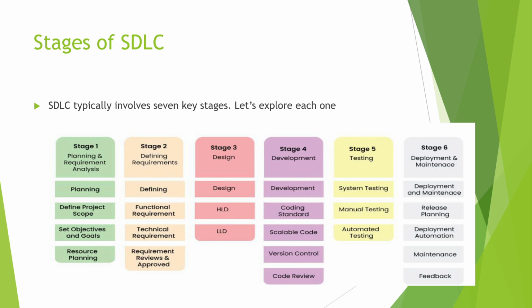SDLC typically involves 7 key stages. Let's explore each one of them. Stage 1, planning and requirement analysis. Stage 2, defining requirements. Stage 3, design. Stage 4, development. Stage 5, testing. Stage 6, deployment and maintenance. Let's explore each one in detail.